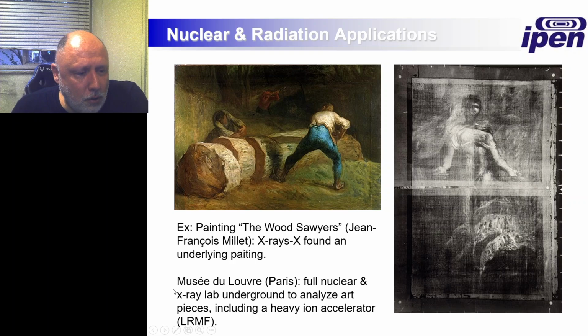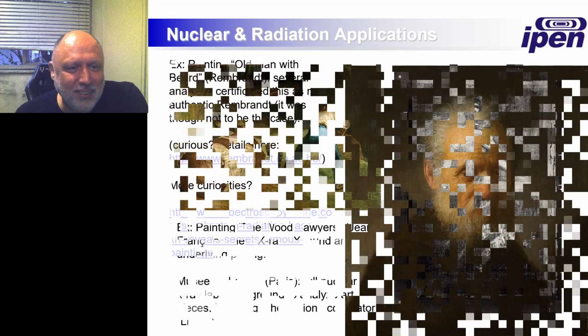As a curiosity, the Louvre Museum in Paris has a full nuclear and X-ray lab. They have a particle accelerator, they have an X-ray lab, everything to analyze art pieces. It's called LRMF. You can find them on the internet. So when I told you that museums always had some kind of connection to nuclear physics, this even means operating their own heavy ion accelerator.